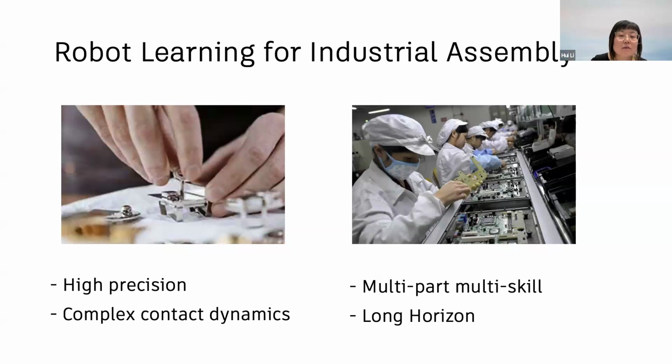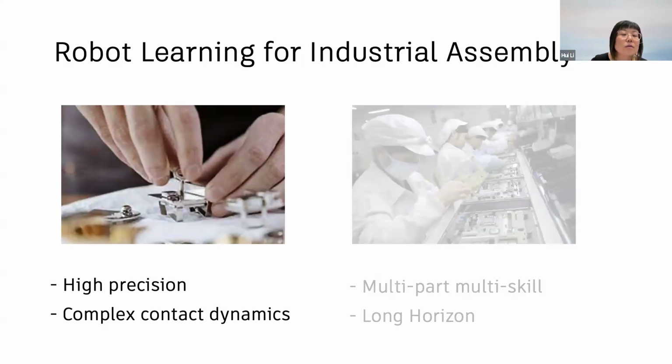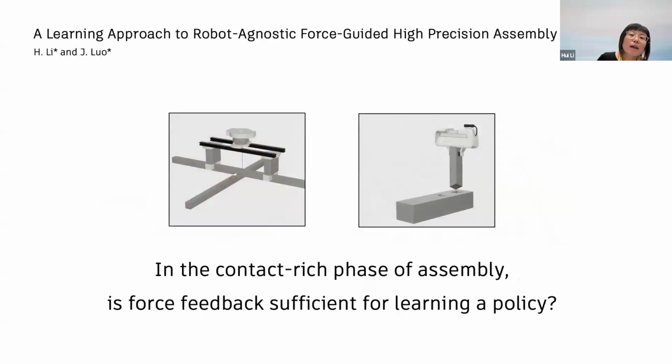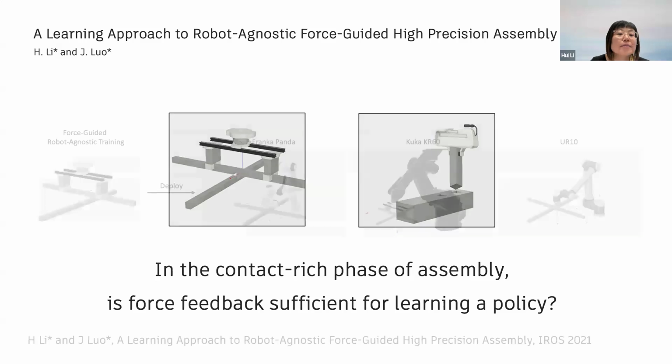Let's focus on the zoom in part first. This is an earlier work where we asked this question: when we're in this contact-rich stage of assembly, is force feedback enough to learn a policy? Intuitively, when we try to assemble something and our hand is already in the vicinity, we can just close our eyes and do it by the touch feedback. So that's the question we asked.